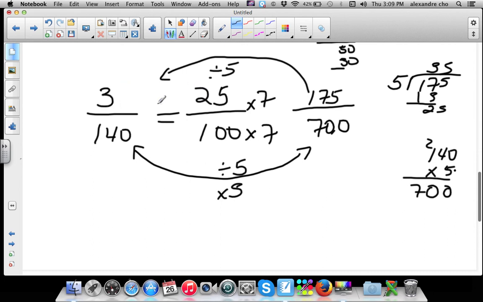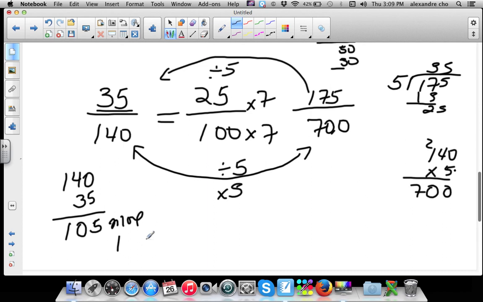So how many pages did she read so far? 35 pages. We're not done, because the question says how many more are left. So there are 140 pages. She currently read 35. And 10 minus 5 is 5, that's a 0. You have 105 more pages to go. Good luck.